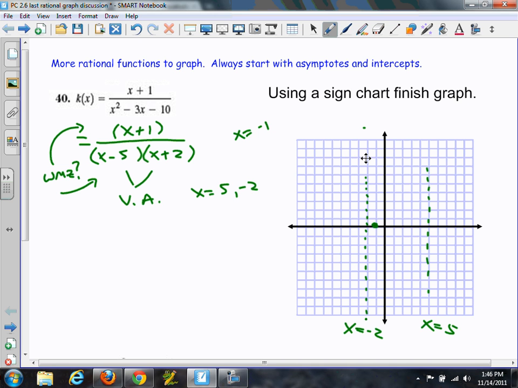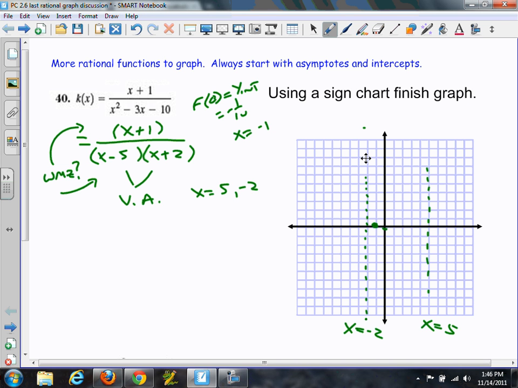Let's go ahead and plug and chug an f of 0 to get the y-intercept. So that y-intercept looks to be a negative 1/10. So just a crack below, just a little bit below. Cool, a little dot right there.